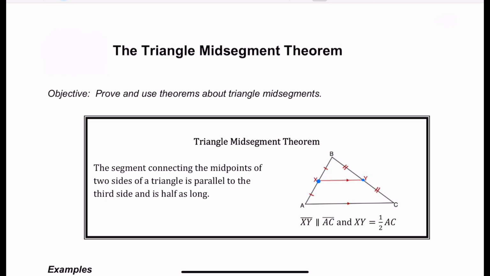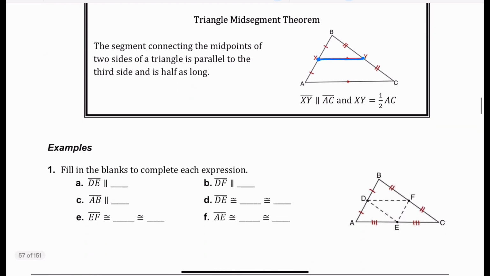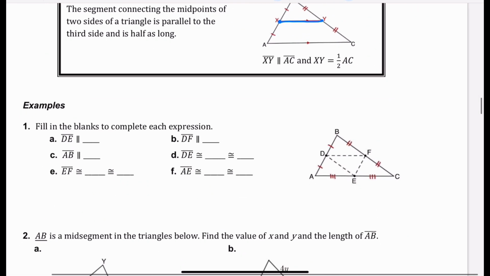Now every time you have a midsegment that connects two midpoints of two sides of a triangle together, that line is going to be exactly 1/2 the length of the side that's parallel to it, and they're also actually parallel. So XY is going to be parallel to AC, and XY is going to be exactly half the length of AC. So let's look at some examples.